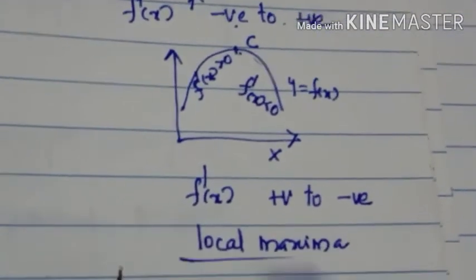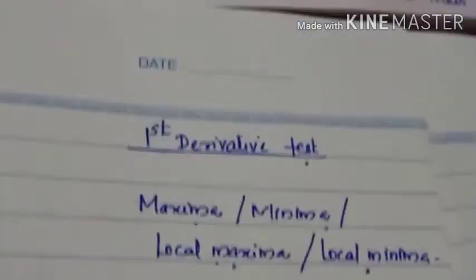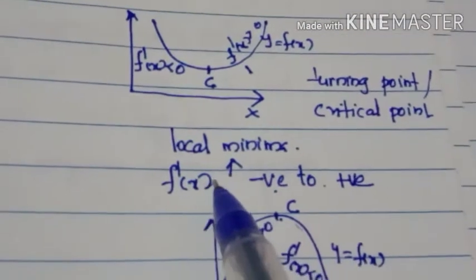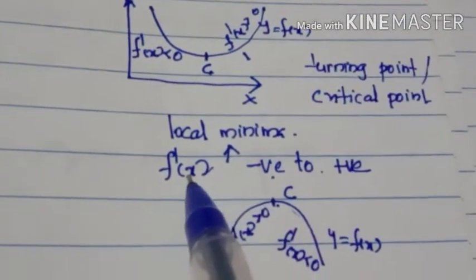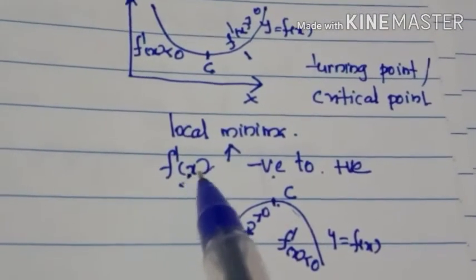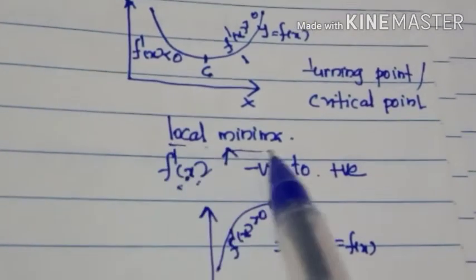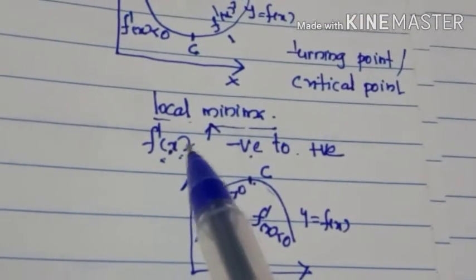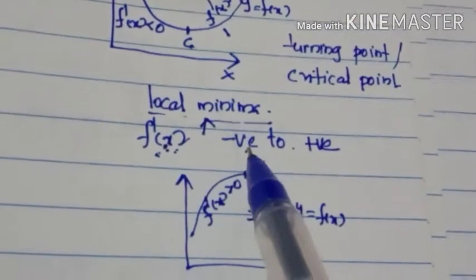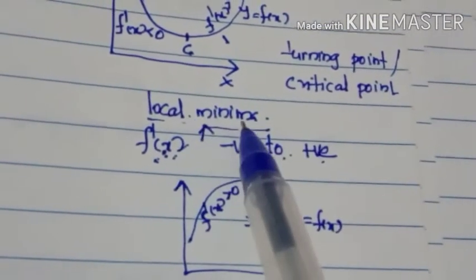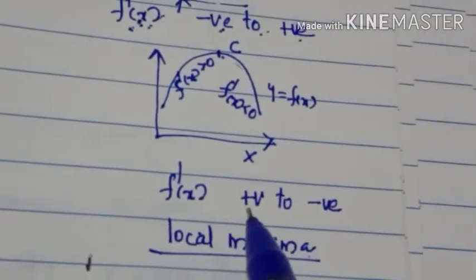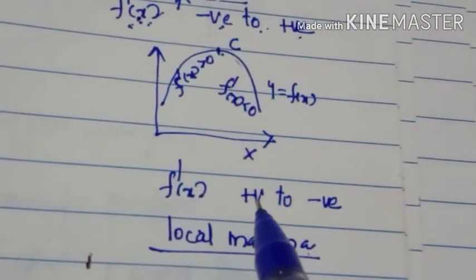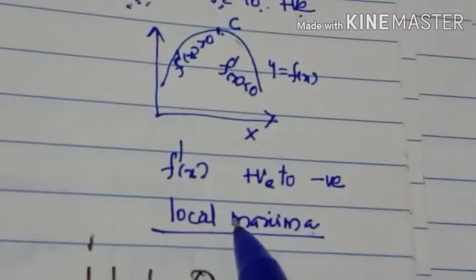Okay, so this is the meaning of the first derivative test. We are seeing what is the sign of f dash of x. Depending upon the sign of f dash of x, we can determine whether it is local minima or local maxima. If the sign of f dash of x changes from negative to positive, then it is local minima. If the sign changes from positive to negative, then it is local maxima.